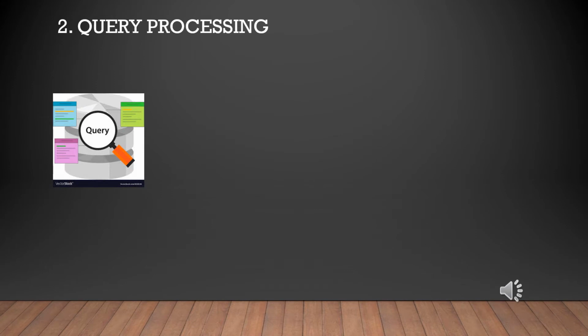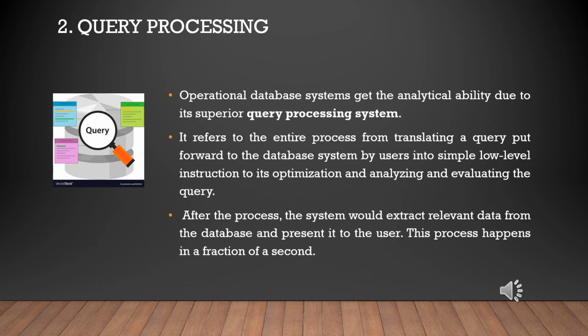Query processing. Operational database systems get the analytical ability due to their superior query processing system. It refers to the entire process from translating a query put forward to the database system by users into simple low-level instructions, to its optimization, analyzing and evaluating the query. After the process, the system will extract relevant data from the database and present it to the user. This process happens in a fraction of a second.